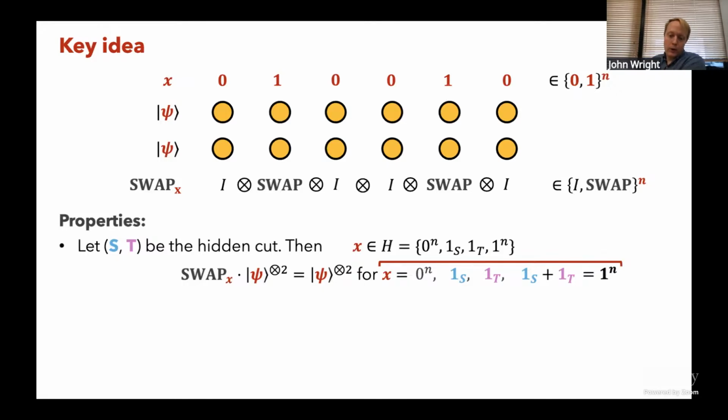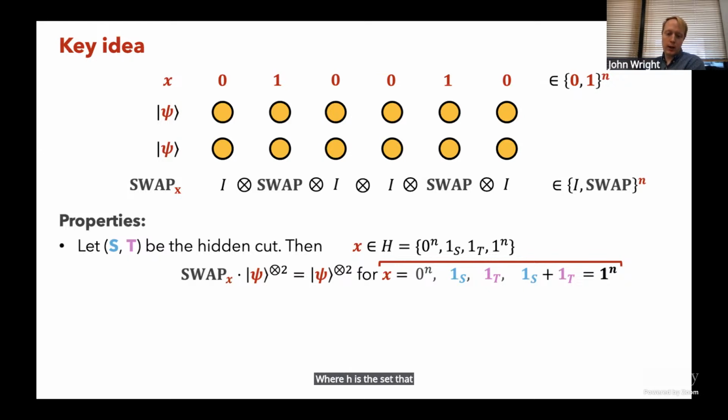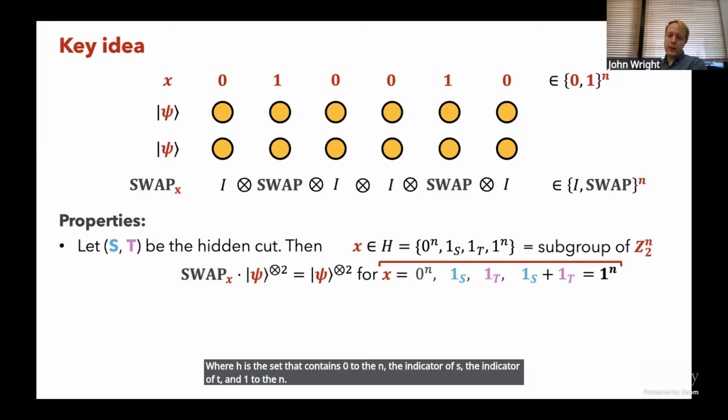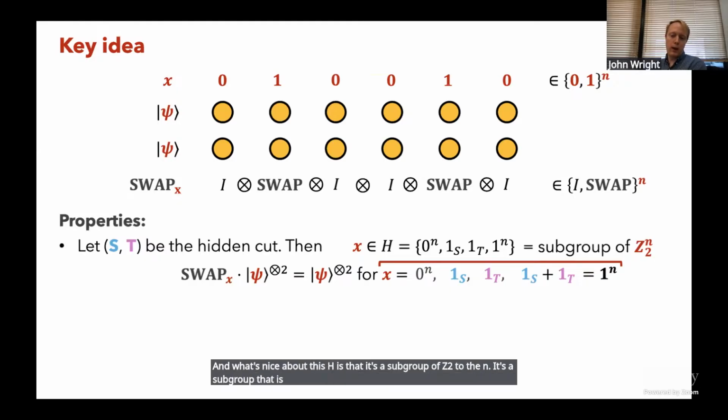In other words, swap will preserve your state whenever the string x is in the set H, where H contains 0^n, the indicator of S, the indicator of T, and 1^n. What's nice about this H is that it's a subgroup of Z_2^n. It's a subgroup that is generated by the indicator for S and the indicator for T. Okay, so that's fun fact number 1.